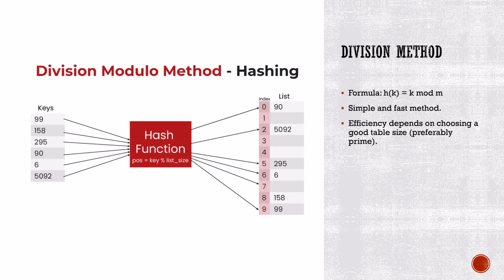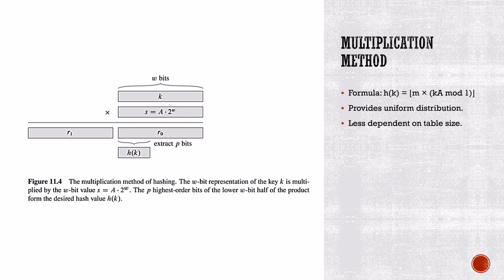Now let us understand the division method. In this method, the hash value is obtained by taking the remainder when the key is divided by the table size. The formula is h(k) = k mod m. This method is very simple and fast, but we must choose the table size carefully, preferably a prime number, to reduce collisions. Next is the multiplication method.